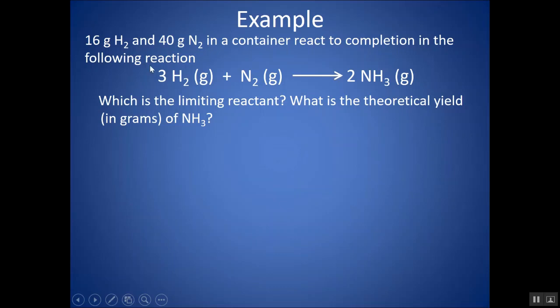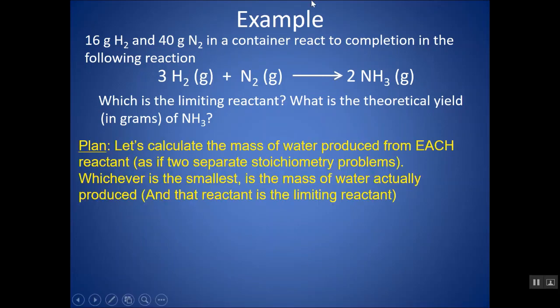Okay, so again, this is a limiting reactant problem because I give you enough information to mole out each reactant: 16 grams of hydrogen and 40 grams of nitrogen. So I'm going to take each of those amounts and do almost like separate stoichiometry problems to turn each of those into the product, in this case ammonia. And I'm going to see which one gives me the least amount of ammonia.